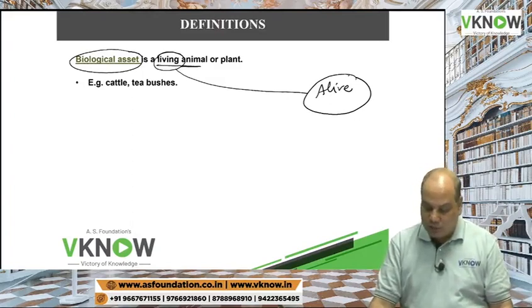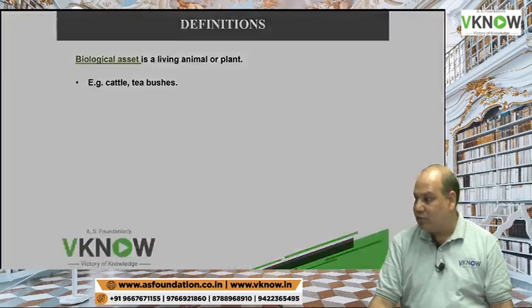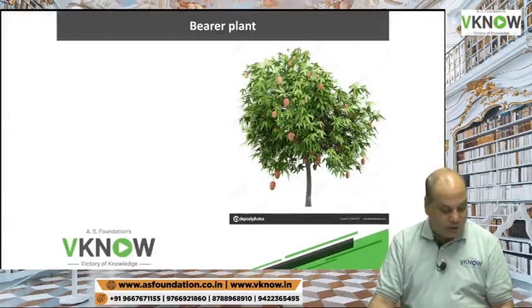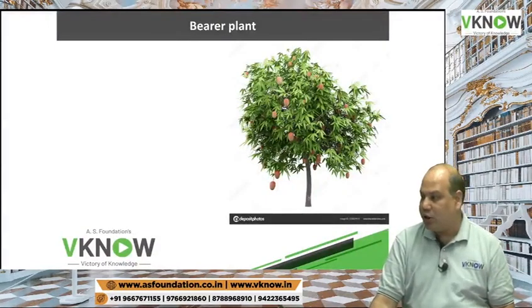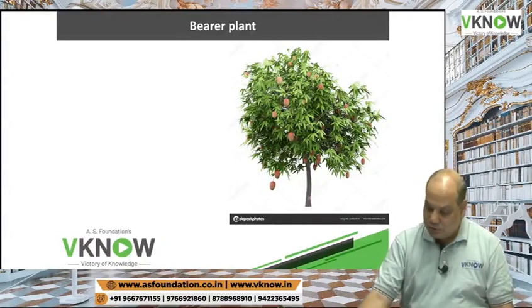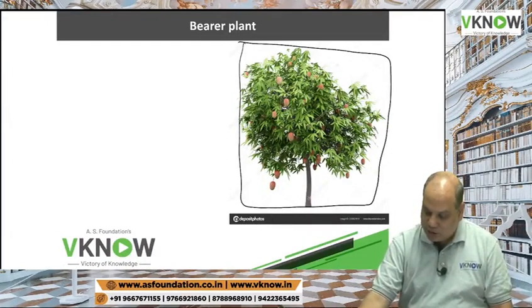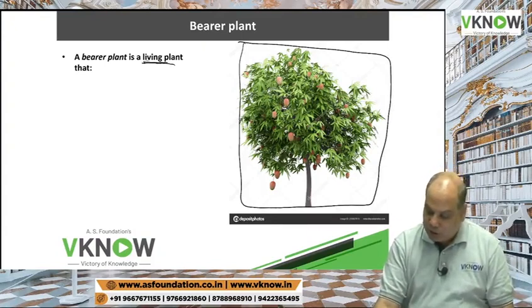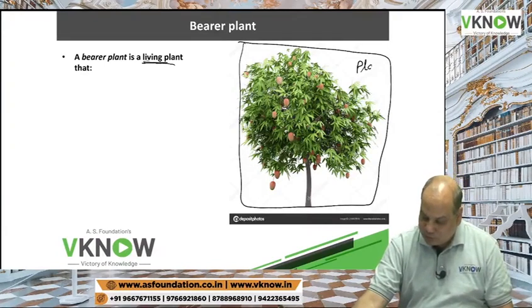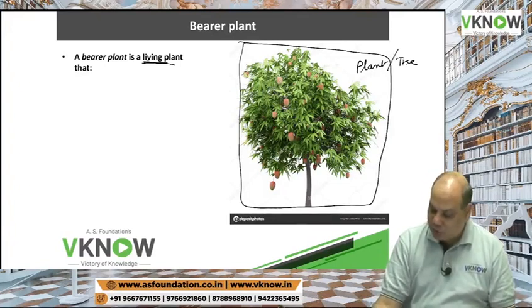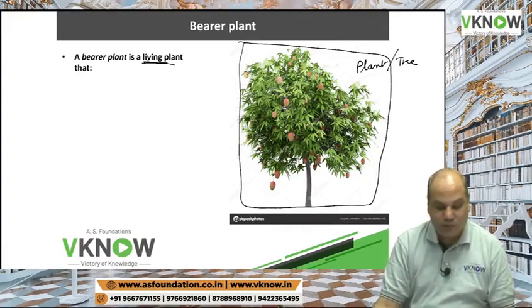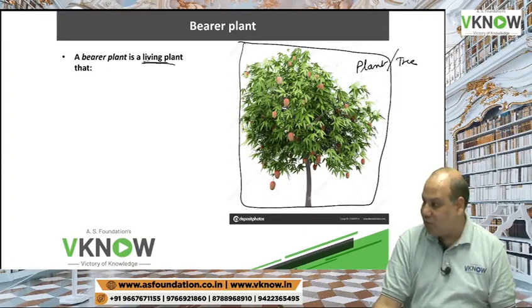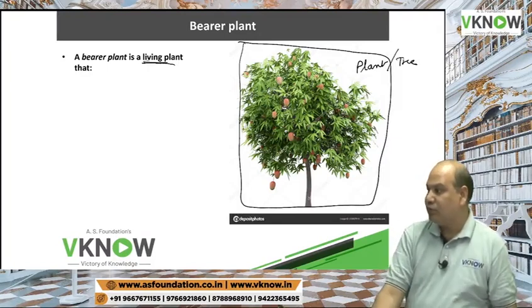Or plant. Example, cattle, tea bushes. Then next we will see somewhere below point number D, bearer plant. This is bearer plant. Bearer, the plant which bears fruit. A bearer plant is a living plant. Living plant, it should be plant or tree, like this mango tree. You can see so many mangoes are there. You may feel like eating, but you can't help it. It is a digital mango, not a real mango.